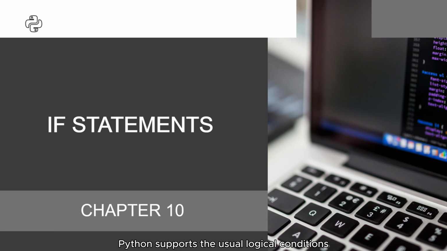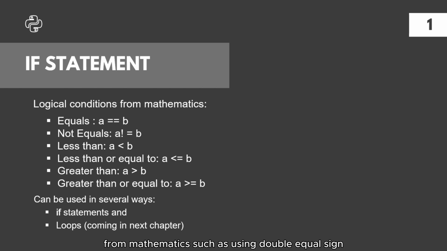Python supports the usual logical conditions from mathematics, such as using the double equal sign, which reads as A is equal to B, using the not equal sign as A not equals B, using the less than sign as A less than B, using the less than or equal to sign A less than equal B, using the greater than symbol A greater than B, and using the greater than or equal to symbol A greater than equal B.